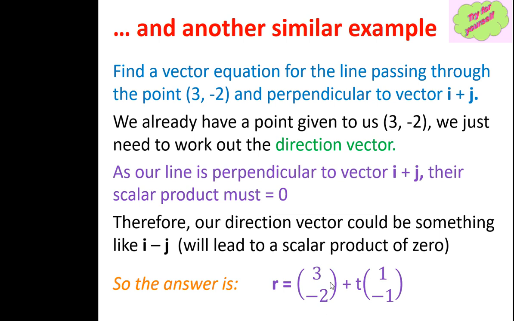Remember that you've got your a + tb according to the formula booklet. So your point on the line, its position vector would be (3, -2), because position vector is its vector from the origin. And then plus t is the scalar, so we just leave it in there. And (1, -1), because if you have (1, 1) and (1, -1), their dot product would equal 0. So you know this one's perpendicular to that one. So that's the vector equation of the line.